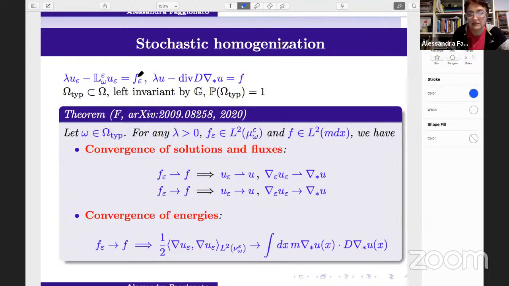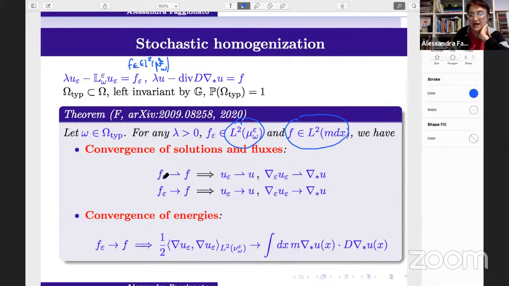Recall that we have f epsilon in L2 of mu epsilon, the rescaled reversible measure, and u epsilon is the associated solution of the Poisson equation. And then for a given square integrable function f, we have u, which is defined as the solution of the effective Poisson equation. When omega is in the set of typical environments that I introduced in the previous talk, which has full measure, for each lambda and for each data f epsilon, indeed a family of data, one for each epsilon, and f, we have the convergence of solutions and fluxes. I will specify the meaning of this convergence.